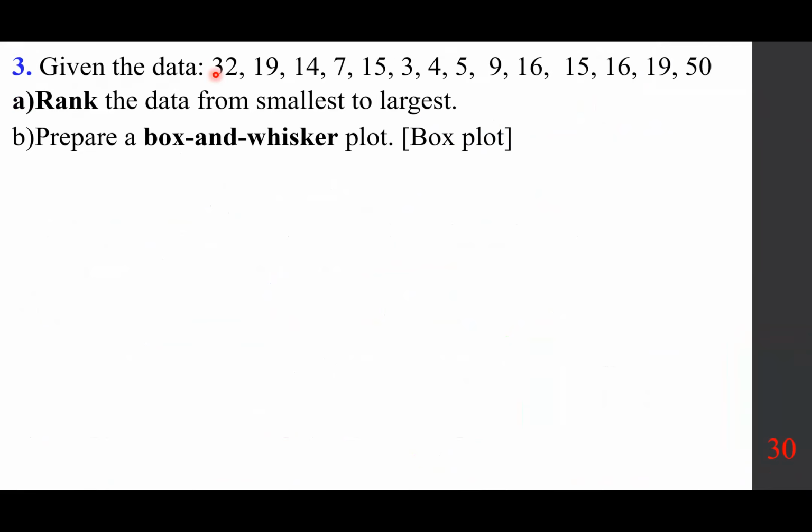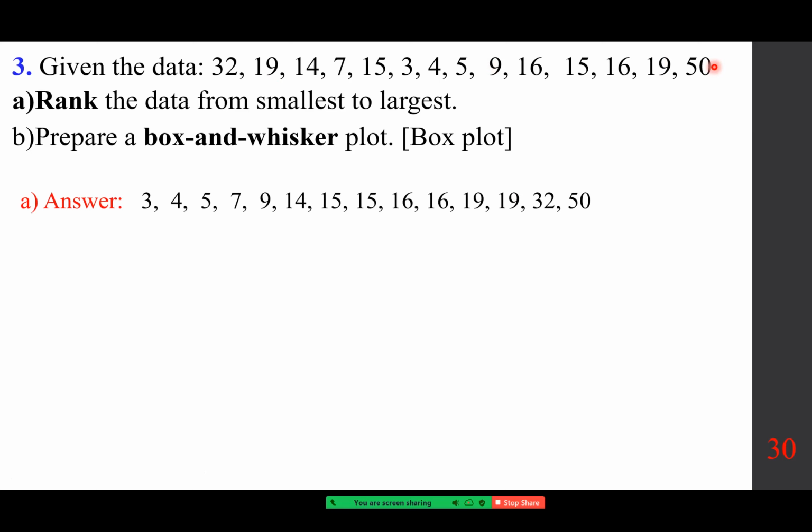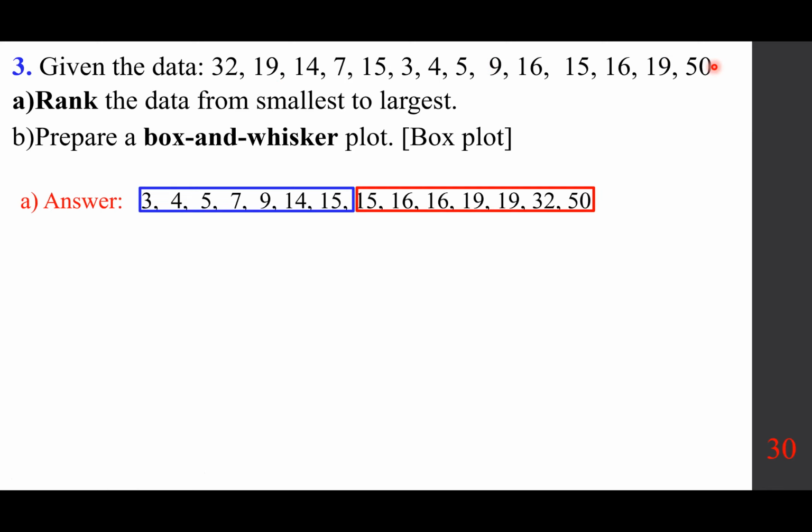All right, here's the data given. Number 1, we want to rank the data from smallest to largest. Then we want to come up with the box and whisker plot. So we're going to write the numbers in order. The next thing is we notice if we cut it in half, right here we have the median or Q sub 2.